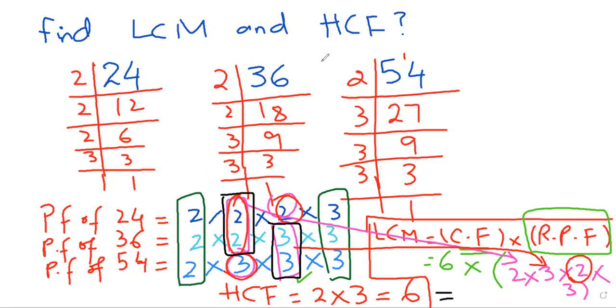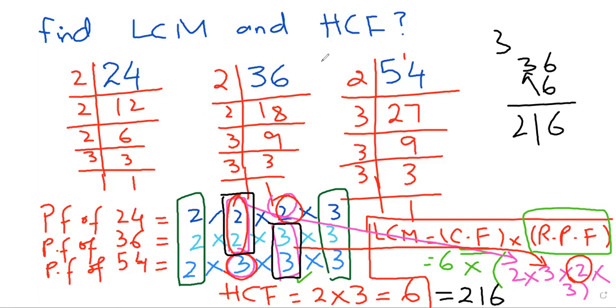Now we're just going to multiply all this. 3 times 2 is 6. That is 6 times 6 is 36. And then you have to do 36 times 6. That is 216. I hope you all understand it very well.